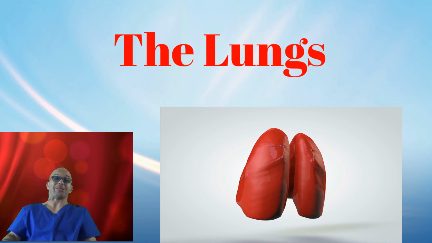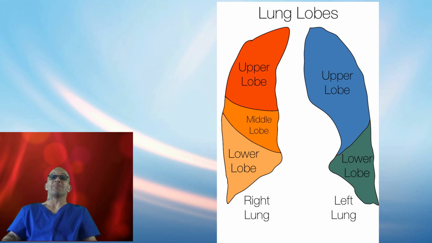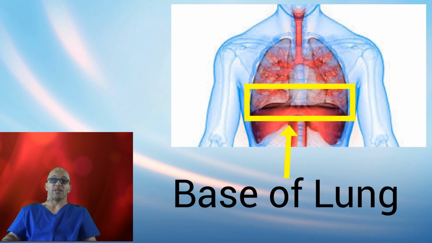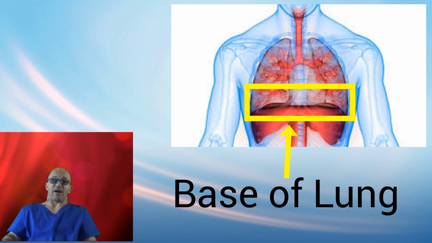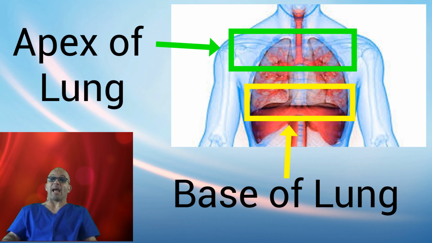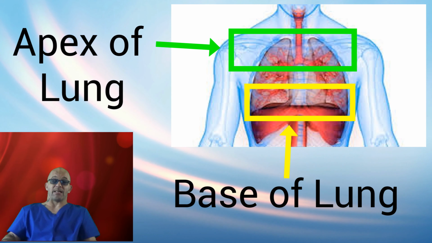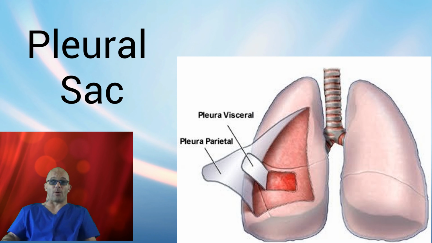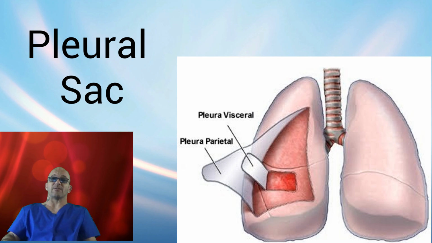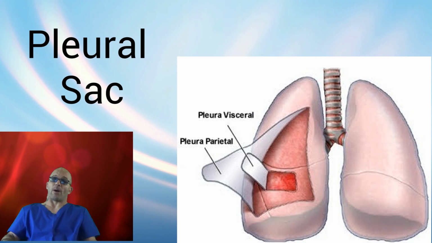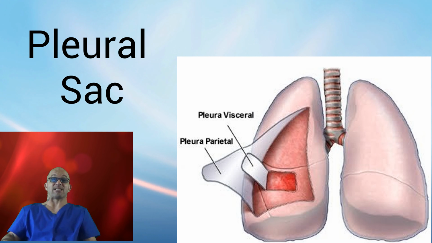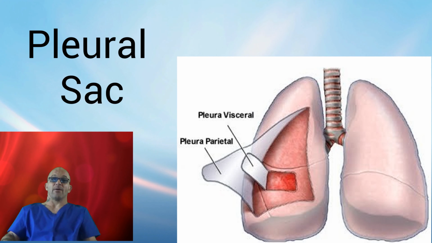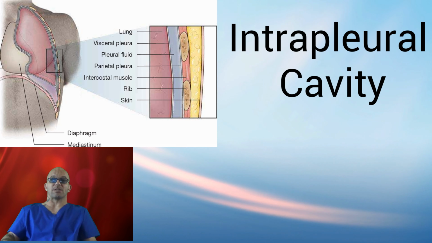We will now discuss the lungs. The right lung has 3 lobes and the left lung has 2 lobes. The base of each lung is found on top of the diaphragm, and the apex of each lung is found behind the collarbone. The lungs are covered by a sac known as the pleura. There are 2 layers of the pleura: the parietal layer or outer layer, which lines the thoracic cavity, and the visceral layer or inner layer that attaches directly to the lungs.